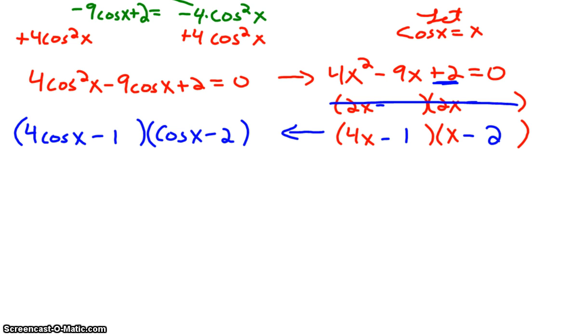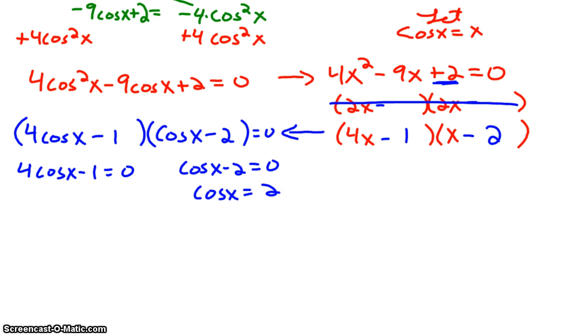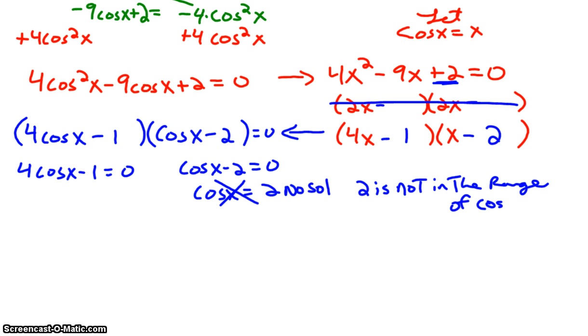Solving these equations by setting them each equal to 0 yields the following 2 mini equations, mini problems. So I have cosine x equals 2, which at this point we know, again, is no solution. Why? Well, hopefully you answered it for yourself, because 2 is not in the range of cosine x.